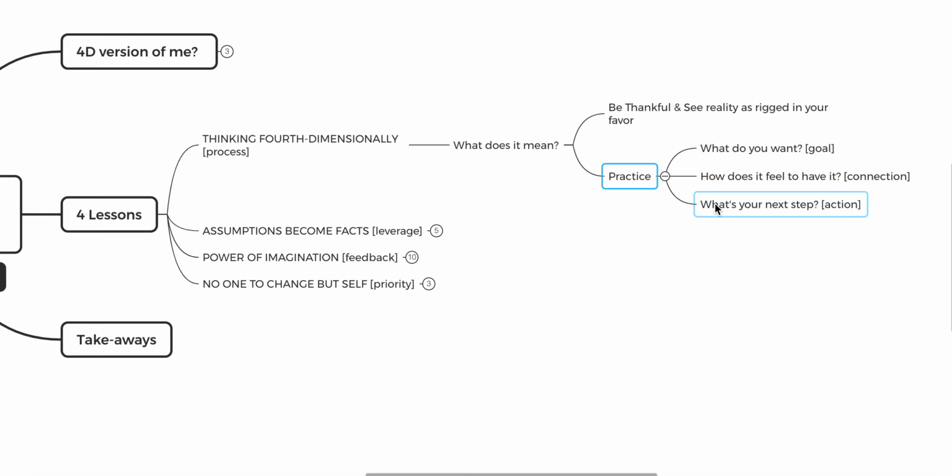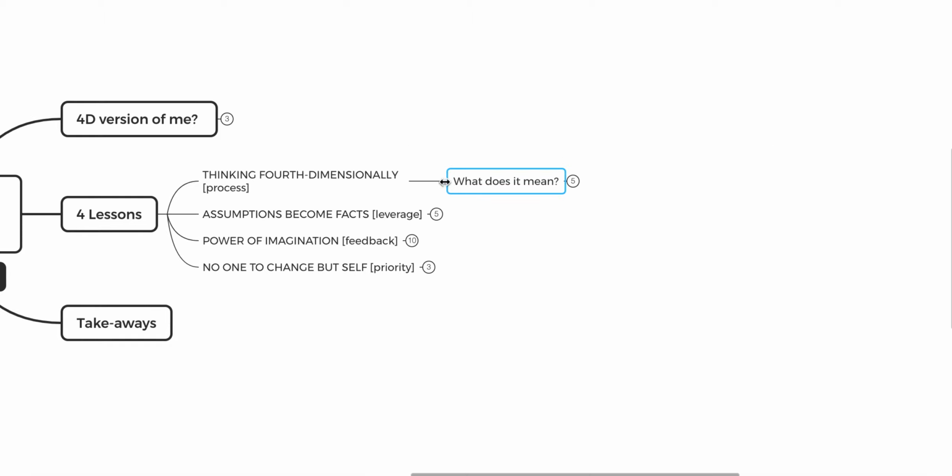You definitely don't need it because for you to achieve anything, if you follow this process, connect with your goal, set a goal by receiving it, connect with the part which already has received it, and take the next step. So that's what it means to think fourth dimensionally. It means think in terms of what you want.